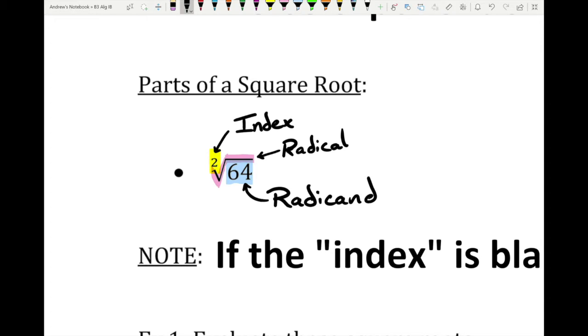That's spelled C-A-N-D. We're going to be using these words a little bit here and there, just so that you know what they are. You have the index, which is the tiny little number telling you what root you're taking. The radical is the symbol itself, that little check mark with the line after it. And then the radicand is what you're actually doing the root of. It's what you're actually doing the radical to.